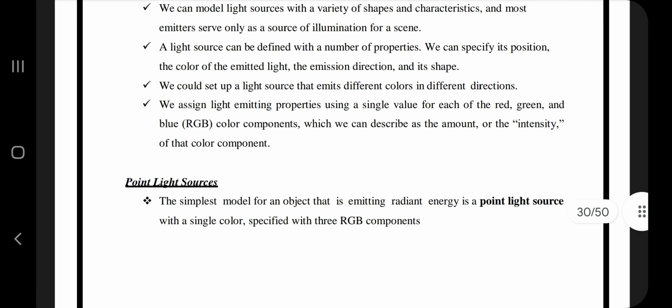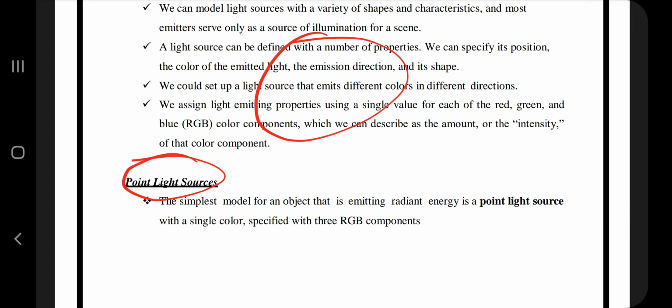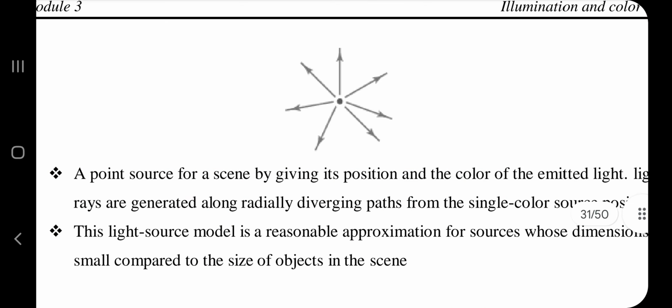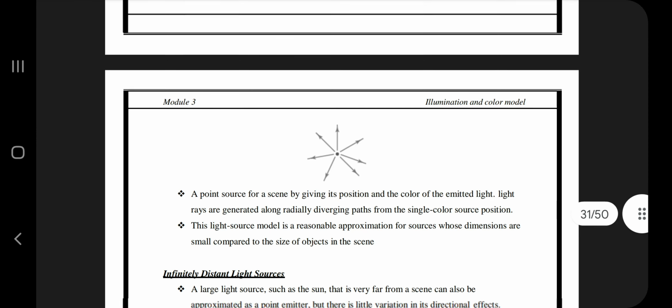So the light sources, mainly there are 4 light sources. The first light source is the point light source. Here's some extra information, you can go through it, but the main point is the point light source. In a point light source, it radiates equally in all the directions, from a point source.